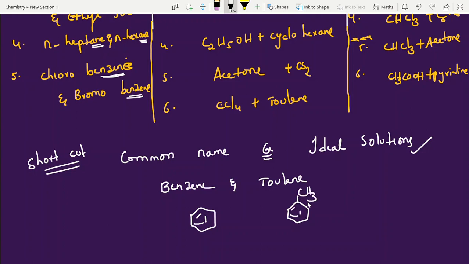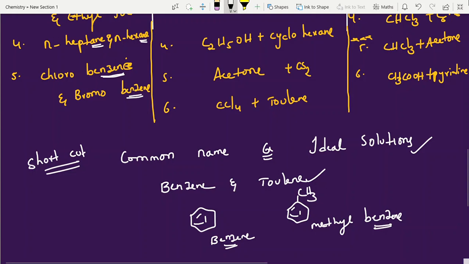So what is this? This is benzene. And what is this? This is methyl benzene. Common name is toluene. See here, common name is there. If you see the common name, you may not find out. But if you go for methyl benzene, it's an IUPAC name. Then you can definitely come to know. This is benzene. Here also benzene common. So like that, easily we can guess the answer for ideal solutions. Clear, students? Now go for the next one.